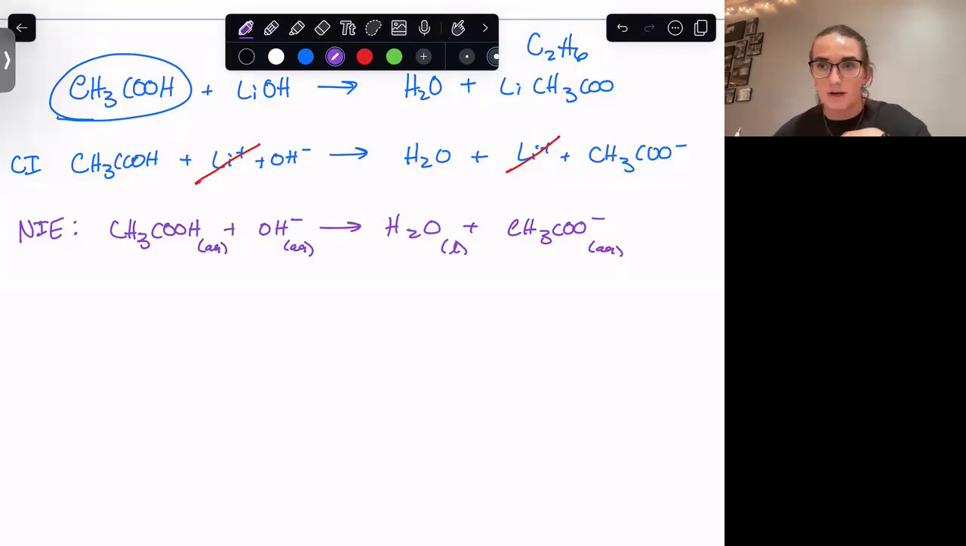Insoluble will not dissociate, right? Correct. So that'll stay as its compound. It's not going to break up into its ions.